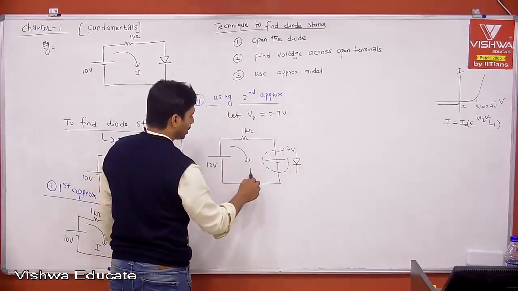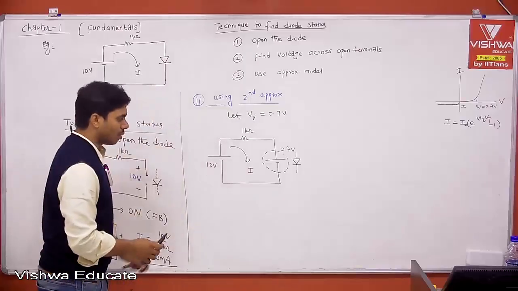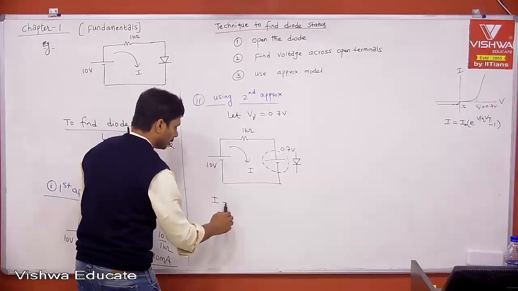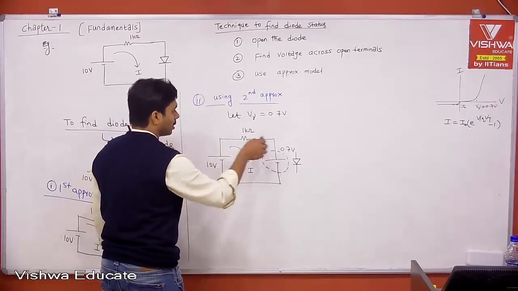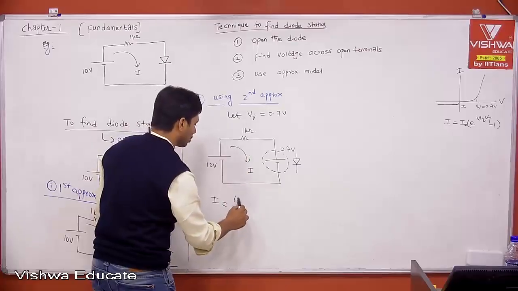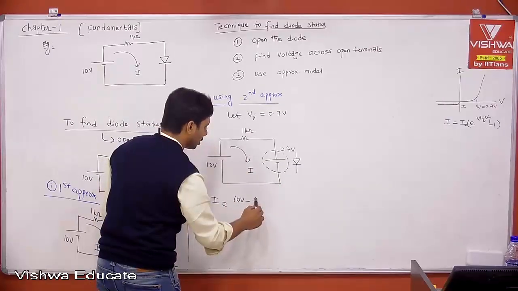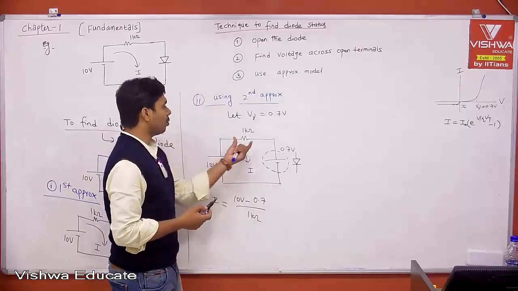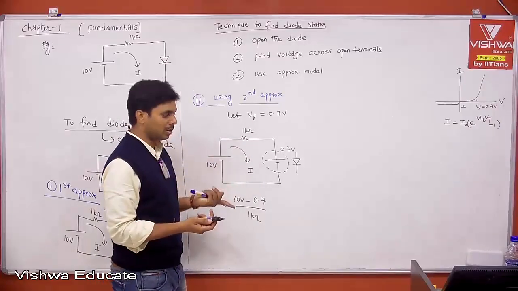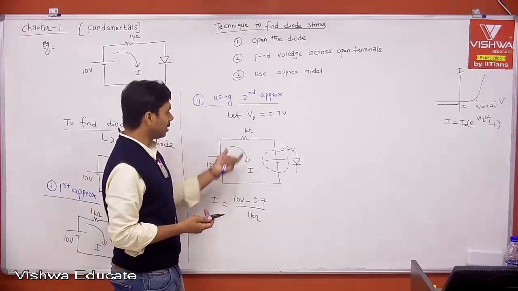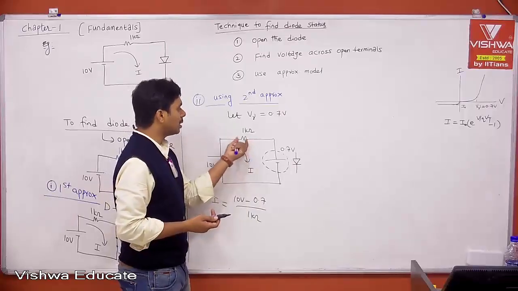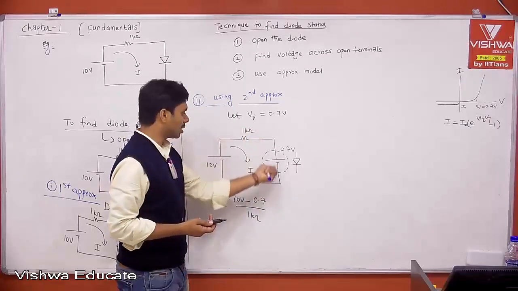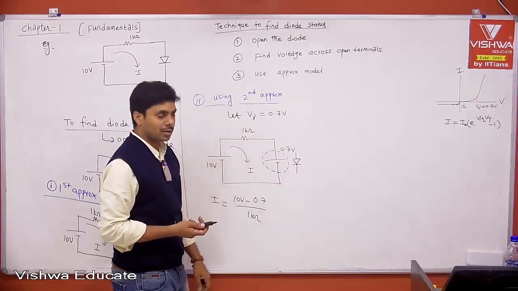Now tell me, what is the current here? I is equal to voltage at this point minus voltage at this point divided by 1K. That is 10 volts minus 0.7 divided by 1K. What does it mean? It is the voltage drop across the resistor divided by the resistance value. We are trying to find the current through the resistor. The same current is flowing through the circuit because in a loop the current is constant.